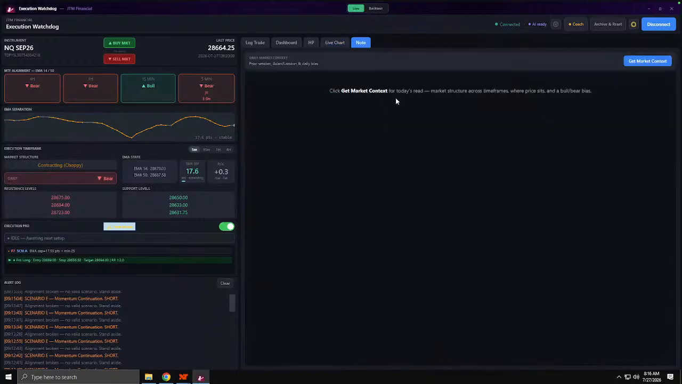So let's go to the notes section here. On the notes section, this is where we can get a daily market context. It will compare prior close or prior session and where the market currently stands. So right here, we'll click Get Market Context, and with the built-in AI tool, it will analyze the market from prior session to Asia session, London session, and the session we're about to enter.